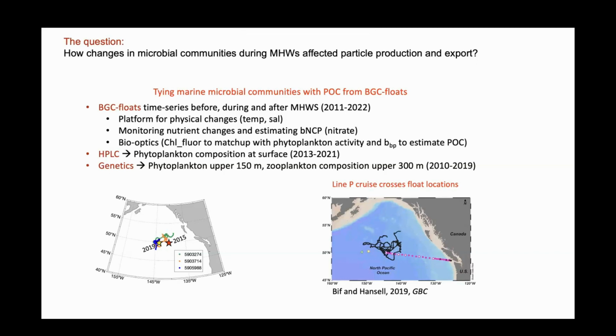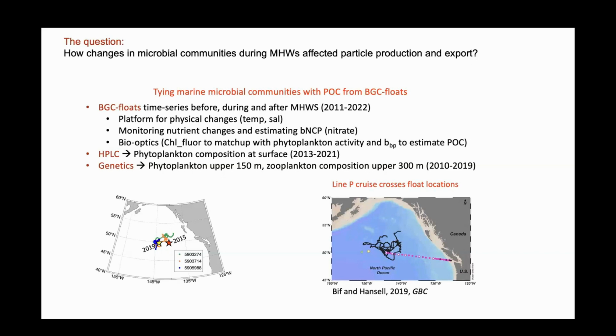So I paired BGC floats. We have time series before, during, and after marine heat waves between 2011 and 2022, from 3 floats. The third float was there for many years, so it was a very nice data set. I also used BGC floats as a platform for physical changes, to look at temperature and salinity variability. We also monitor nutrient changes to estimate net community production and see what the potential of the organic carbon production to be exported was during these marine heat waves, and this was done with nitrate data.